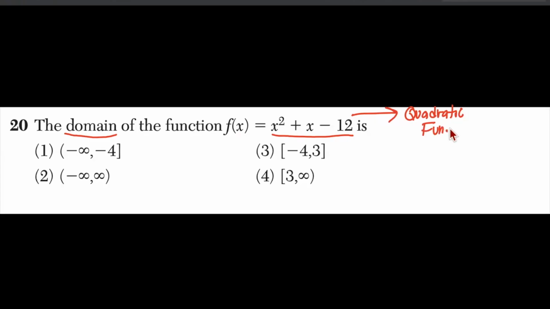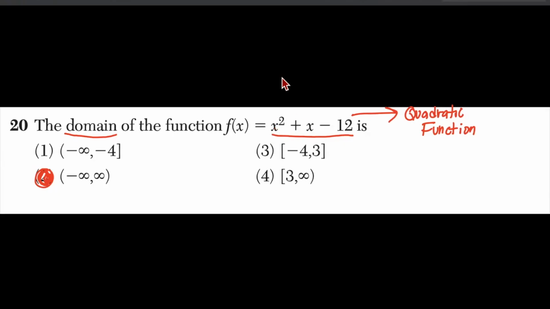And if we know anything about quadratics, this is actually a super easy question. Quadratic functions are always defined on a domain from negative infinity to positive infinity. Okay, those are the x values, right? Any x value that is put into this here is always going to work.